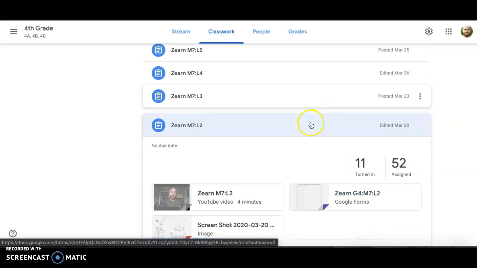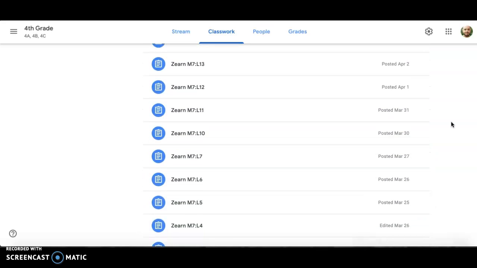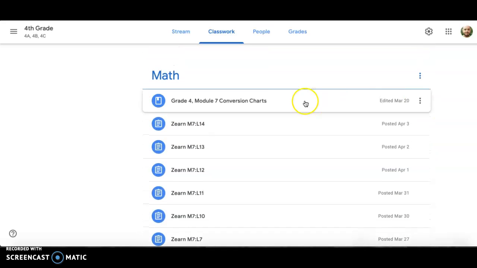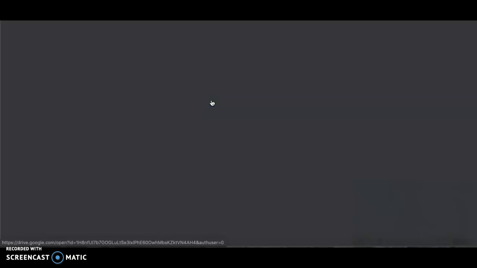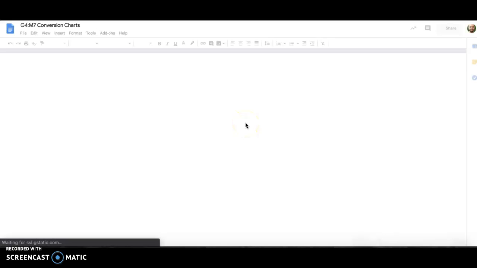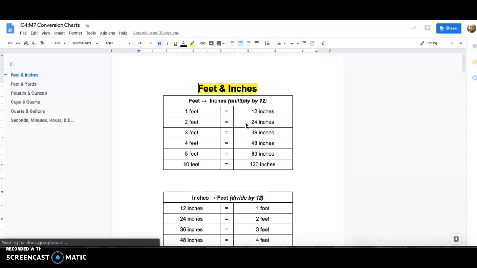Now, as we're going over converting measurements inside word problems and a number of other kinds of problems, you guys need to, of course, know how to convert. So you'll see here at the very top, I have our conversion charts. If I open this up, just let it load for a second. I have all of the conversions you will need up to lesson 14 already in here.